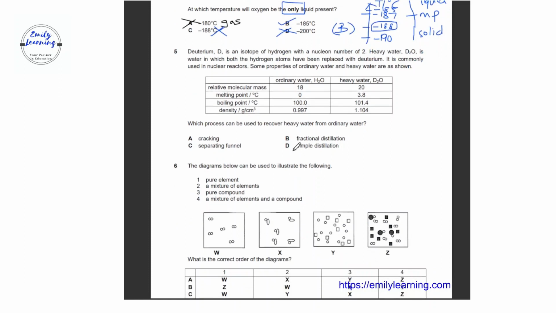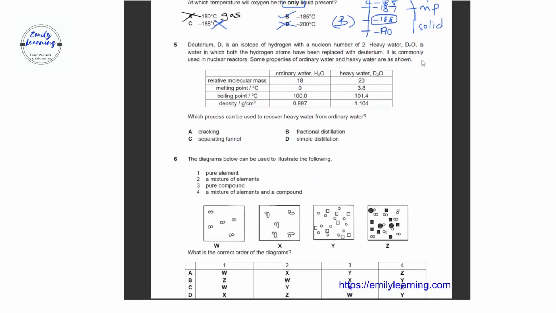Okay, next let's move on to question 5. Deuterium is an isotope of hydrogen with a nucleon number of 2. Nucleon number means protons plus neutrons. And it is an isotope of hydrogen.